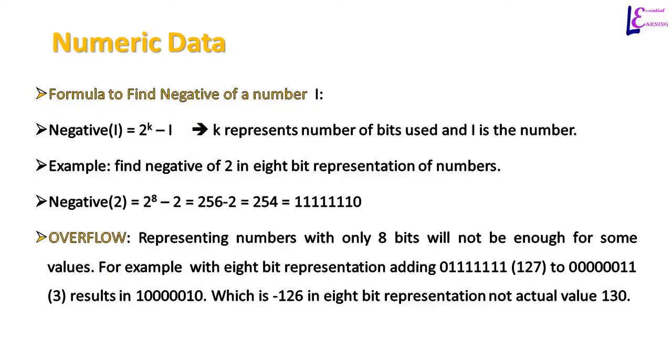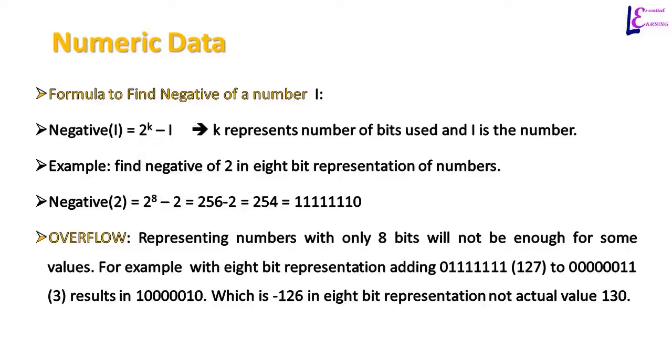We can also use a formula to find the negative of a number. That formula is 2 power k minus I, where k represents the number of bits used and I is the number. Using the formula, negative of I is equal to 2 power k minus I, we find the negative of 2. Since previously we used 8 bits, here we also use 8 bits. So the negative of 2 will be 2 power 8 minus 2, which is equal to 256 minus 2, which is equal to 254, which in binary is seven 1s followed by a 0. This is the same result we got in 2's complement with binary numbers.